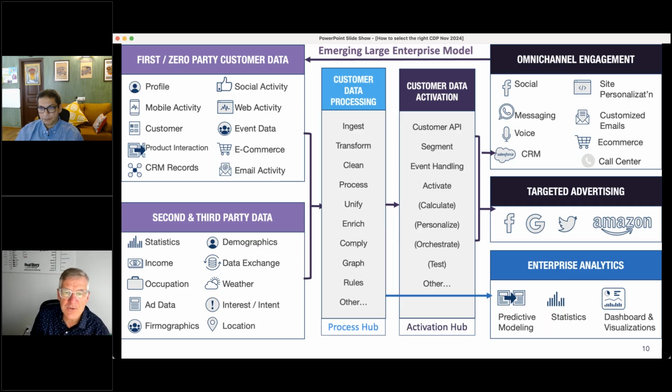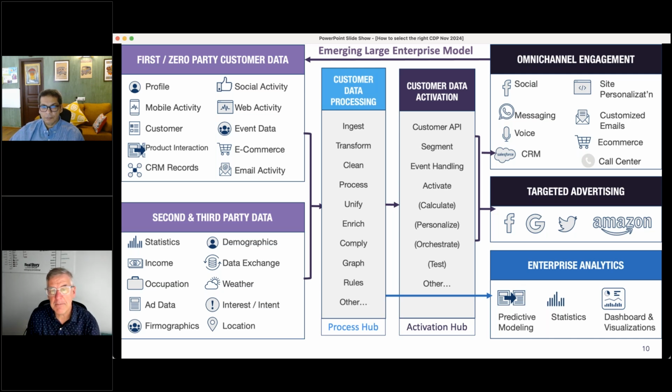On the one hand, you need a process hub where you're doing customer data processing for ingesting, transforming, cleaning, unifying, doing identity resolution, the sort of things that your enterprise data ops team should do, versus customer data leverage, which should really be done in an activation hub. This is really where your marketing ops people step in and do the things that they need to do to actually leverage this customer data.